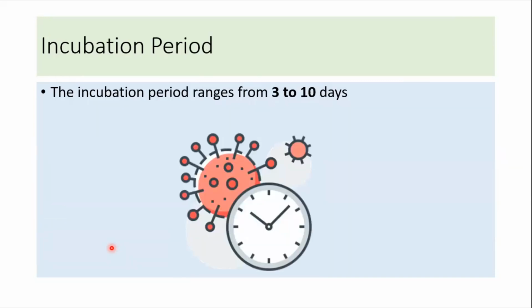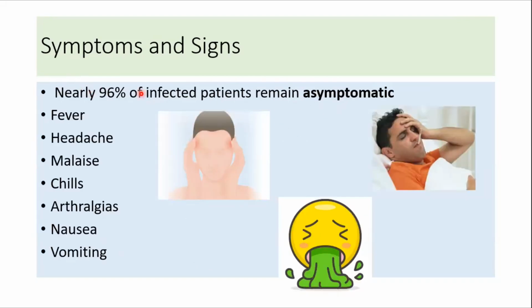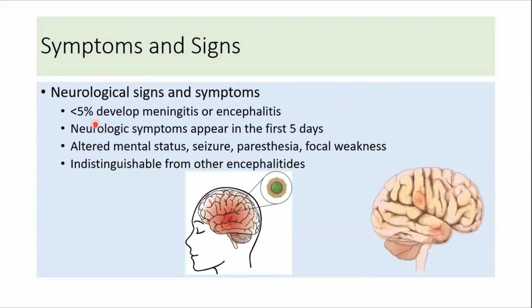The incubation period for this Eastern Equine Encephalitis is around 3 to 10 days. And patients most of the time are asymptomatic. 96% of the patients are asymptomatic. However, patients can present with fever, headache, malaise, chills, arthralgia, nausea, vomiting, and less than 5% of the patients develop meningitis or encephalitis. The neurological symptoms usually appear in the first 5 days, and patients can present with altered mental status, seizure, paresthesia, or focal weakness.